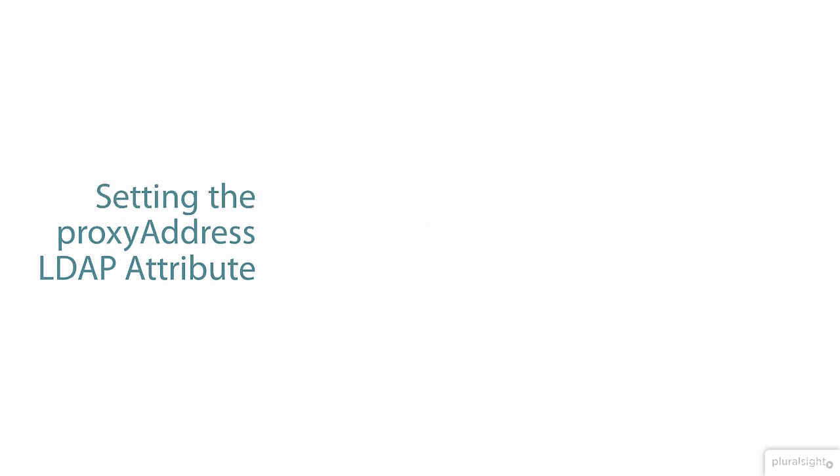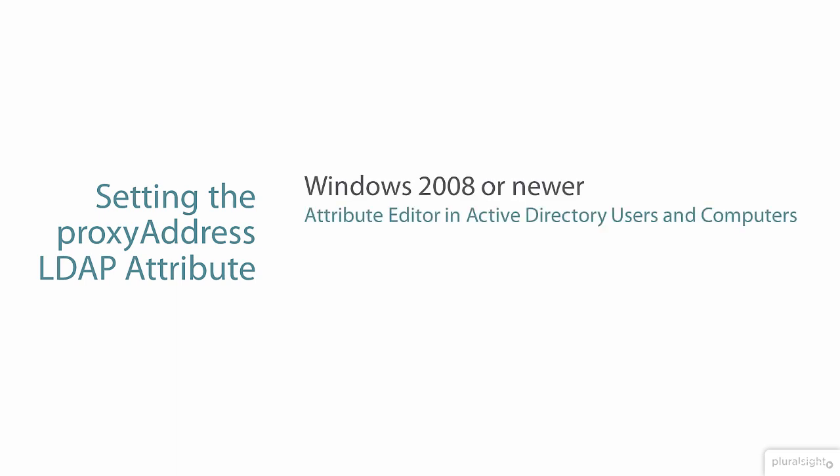Now, how do we go about setting the proxy address LDAP attribute? Again, I mentioned have your AD staff do this in bulk, but how do we do it the first time? How do we kick the tires on it? There's a couple of ways to do it, and it really depends on which version of Windows you're using. So let's start with the newer stuff, and then we'll go back to the old stuff.